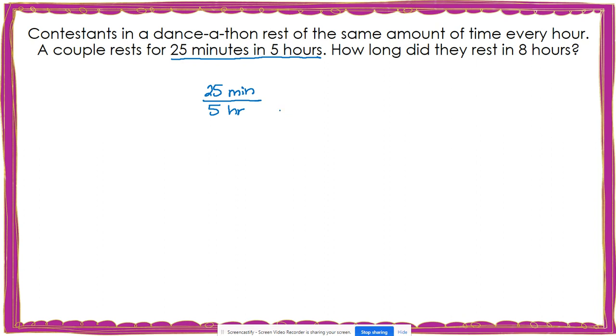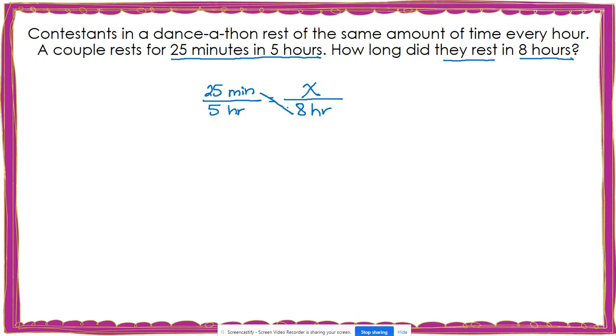So that's my first ratio. Now I'm trying to find how long they rested, and since rested is in my numerator for my first ratio, I'm going to put that in my numerator for my second ratio. And since I don't know it, I'm going to put a variable. What I want to find out is how long they rested if they danced for 8 hours. Since hours are in my denominator for my first ratio, they're going to be in the denominator for my second ratio. Now, I can't easily see how I moved from 5 to 8, so this is one of those situations where using cross multiplication would actually help us.